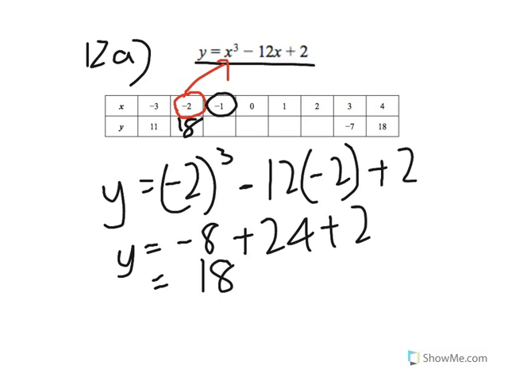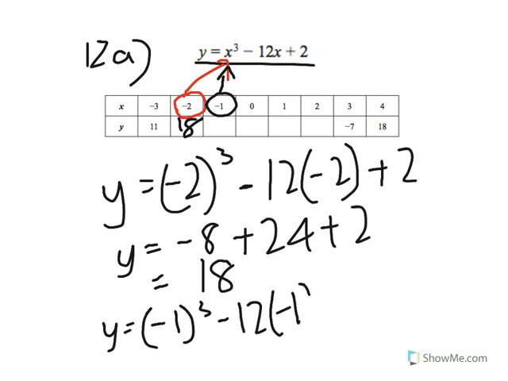Now you do the same for this one. You're going to get y is equal to -1 cubed minus 12 times -1 plus 2. So y is equal to -1 plus 12 plus 2, which is 13. So this is 13. And so on. And now you just fill the rest of them. And the rest of them fill as follows.